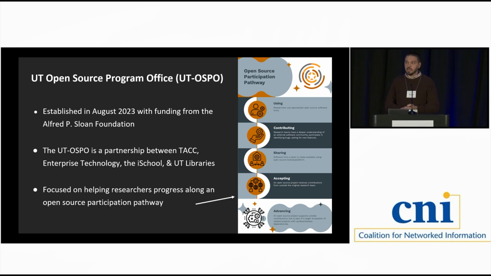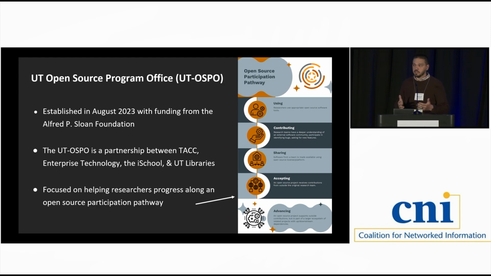This work was initiated after the establishment of the Open Source Program Office at UT Austin, which was established in August 2023 with funding support from the Alfred P. Sloan Foundation. The Open Source Program Office at UT Austin is a partnership between the Texas Advanced Computing Center, our enterprise technology team, the School of Information, the iSchool, and the UT Libraries, where Bryan and I are situated.